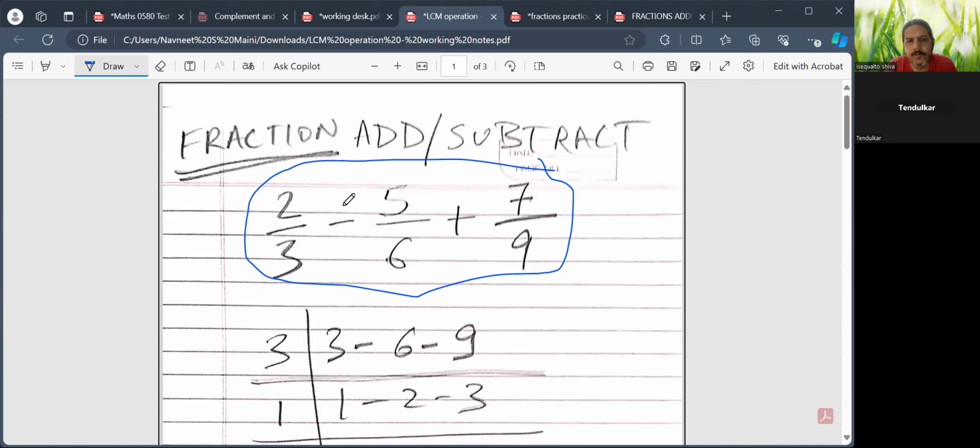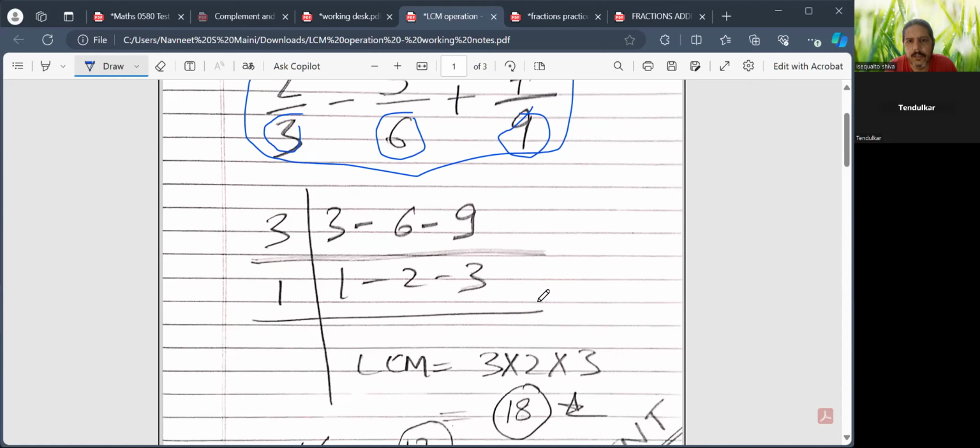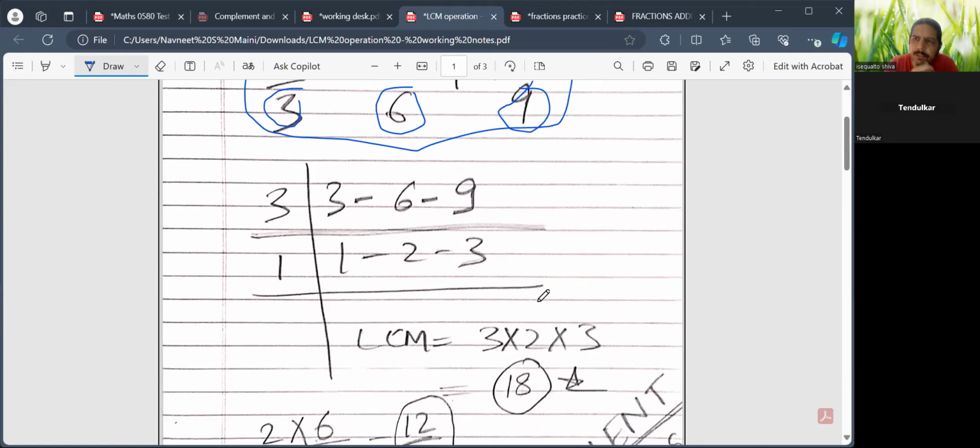Now, the first thing that you have to do is look at their denominators, 3, 6, 9, and find their LCM. Any doubt in taking the LCM of three numbers? No. Okay. So as discussed yesterday, the LCM would be the product of 3, 2, and 3. So the LCM of these three numbers would be 18. Any doubt till here? No. So this we discussed in detail in the last lecture.